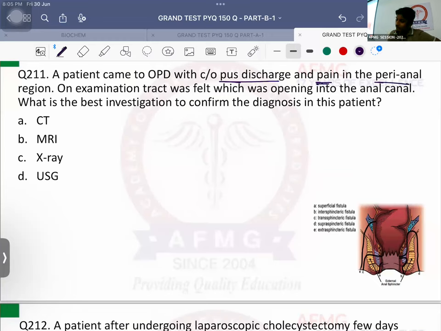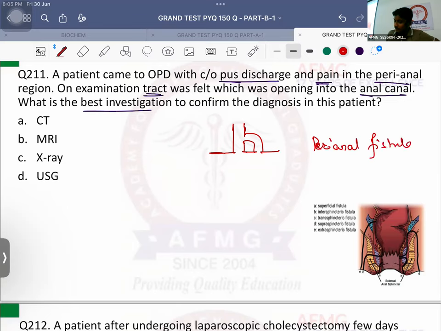211. A patient came to the OPD with complaints of pus discharge and pain in the perianal region. On examination, a tract was felt, which was opening into the anal canal. What is the best investigation to confirm the diagnosis in this patient? Important is there is pus discharge and there is pain in the perianal region. And when you feel the tract, you are inserting your finger from the skin, but it is opening into the anal canal. Is condition ko kya bola, the diagnosis kya hai? It is a case of fistula in ano, also known as the perianal fistula.